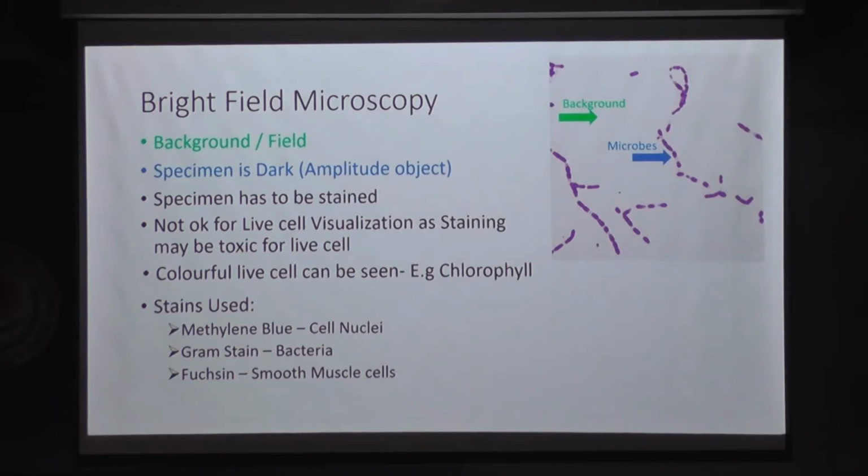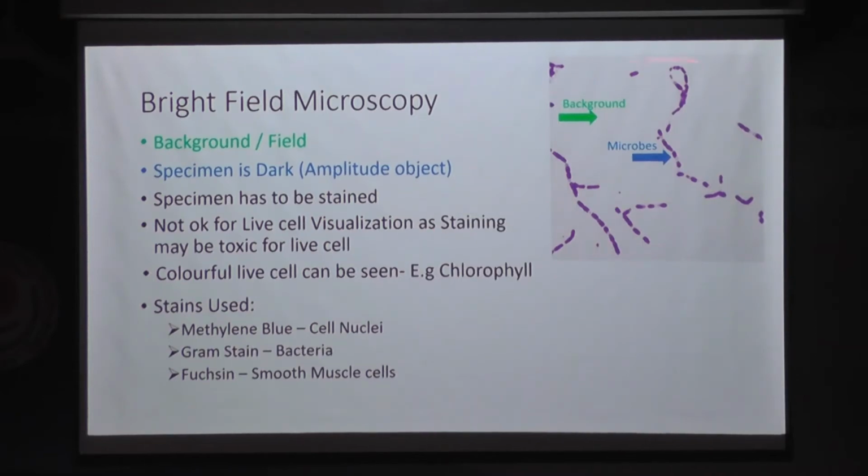Initially, when the specimen comes, it has no stain. But some specimens, like chlorophyll in plants, already have a slightly greenish color, so they don't need to be stained. Normally, other specimens have to be stained. Many of the stains are also toxic and may kill the cells. To avoid those scenarios, we don't stain.